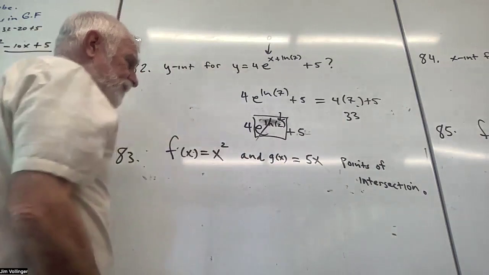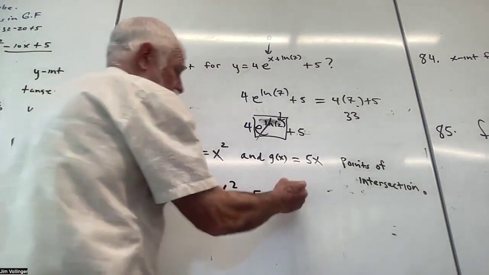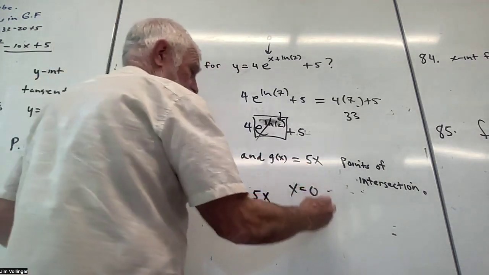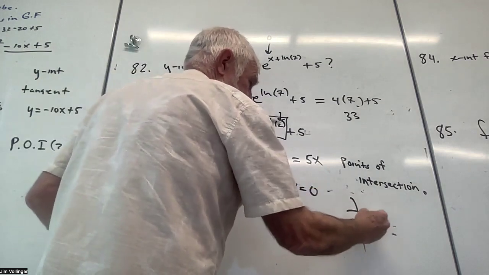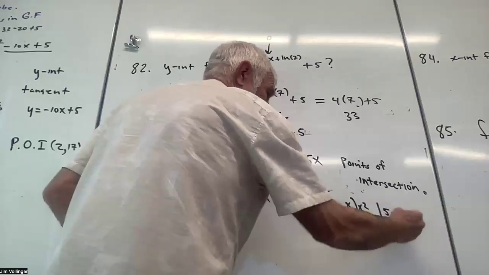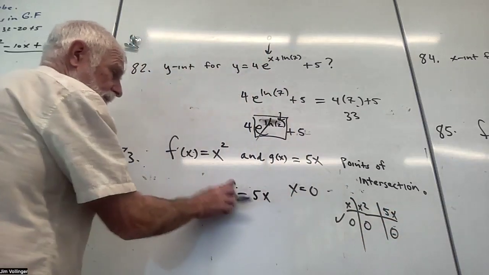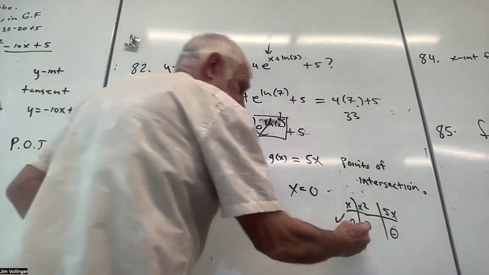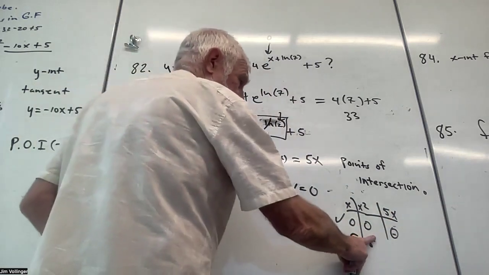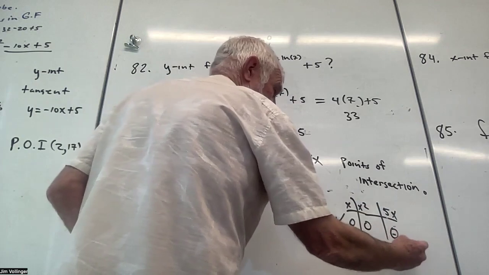So let's find the intersection. Intersection of two curves is when they equal each other. I said you should always look at this and know one of the intersections is 0. So if I put 0 in, I get 0, 0, right? X squared, and 5x, right? So that works. And then I think you can get rid of one of the x's, and I think the other one is 5. And 5 squared is 25, and 5 times 5 is 25.